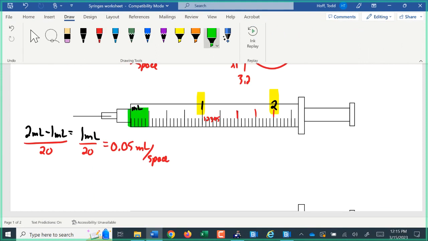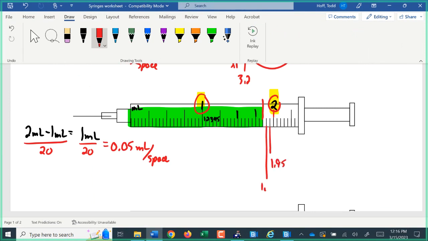So if this syringe was filled up to here, the closest marking is this one right here. We wouldn't want to start at 1 and count up because that's a lot of counting up. But we could start at 2 and count back. So that's 2. This would be 0.05 less, so 1.95. 0.05 less would be 1.90. This would be 1.85 milliliters. So that is holding 1.85 milliliters of fluid.